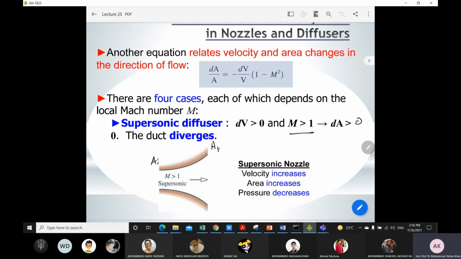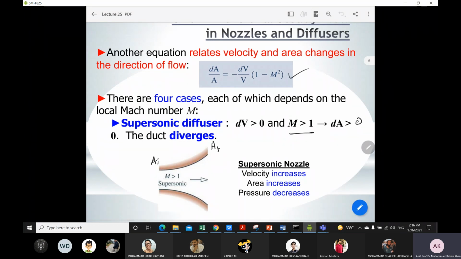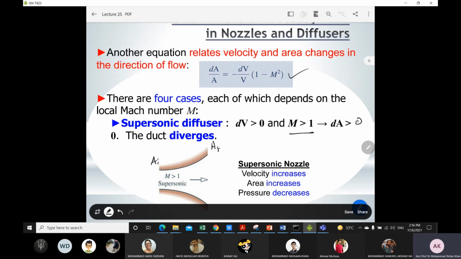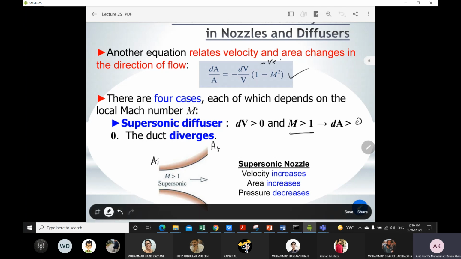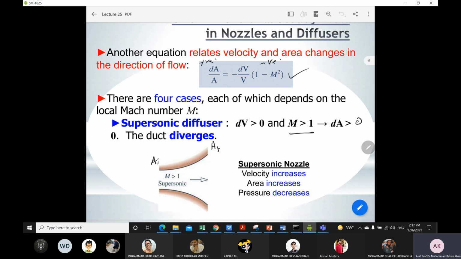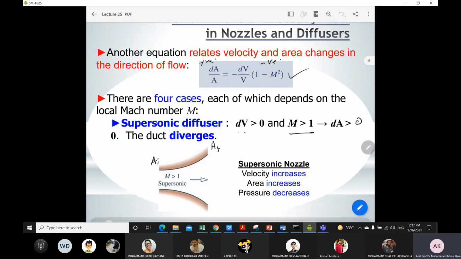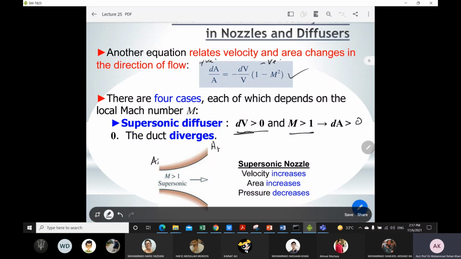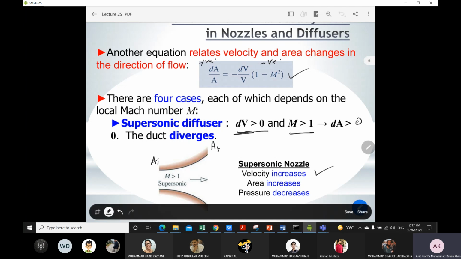And when your flow is supersonic, the Mach number is greater than 1. And if you put all these variables in this equation, so for example, if Mach number is greater than 1, so this term becomes negative, and if your dA is greater than 0, so this term becomes positive, and from this you can easily find that your dV increases. Okay, and dV is greater than 0 from this relation. So here we get that velocity increases at the outlet for the case of supersonic diffuser.